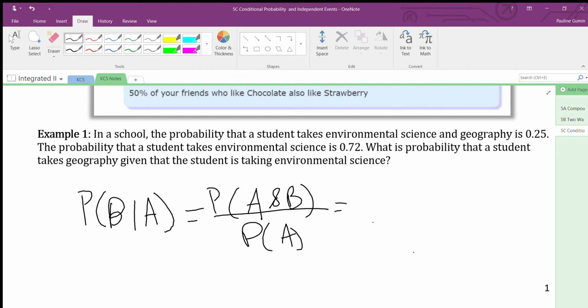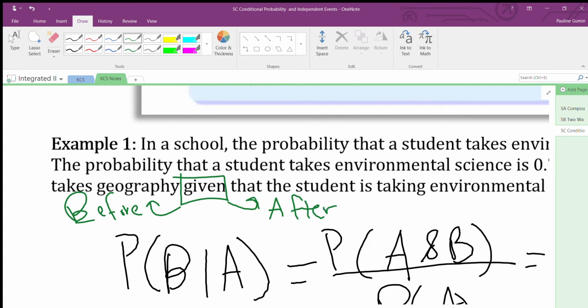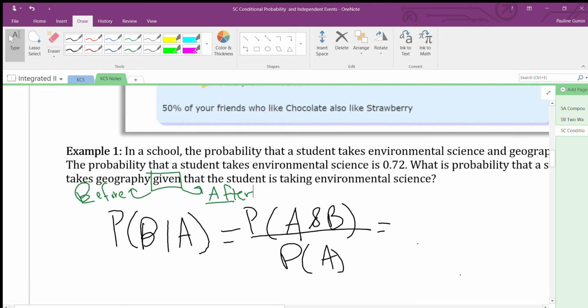In a school, the probability that a student takes environmental science and geography is 0.25. The probability that a student takes environmental science is 0.72. What is the probability that a student takes geography given that the student is taking environmental science? The way I like to start is to look at the word given. What happens before is our B, and what happens after the word given is our A. So before talks about geography, after talks about environmental science.